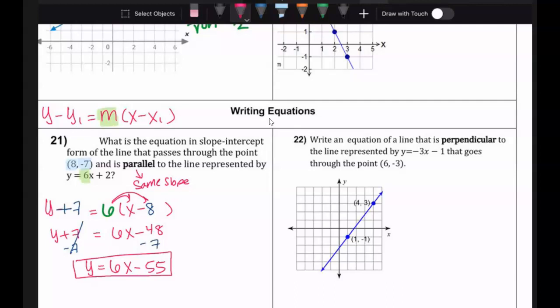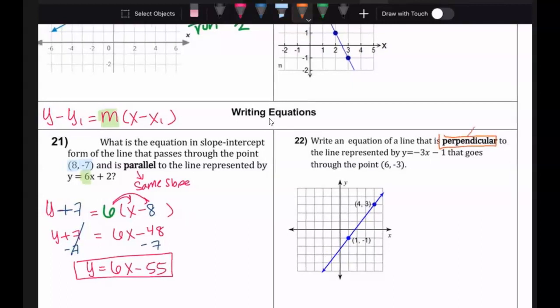Perpendicular is an important word. So what perpendicular tells us is that we have to flip and switch. It is our opposite reciprocal. So we have to flip our fraction and switch our sign. So first we find our original slope. I'm given a graph this time.